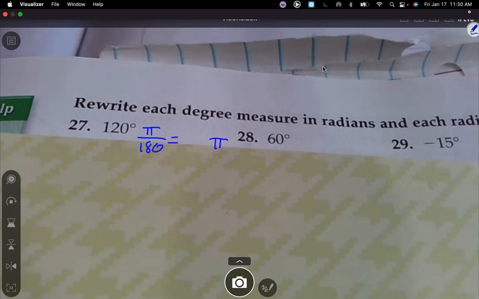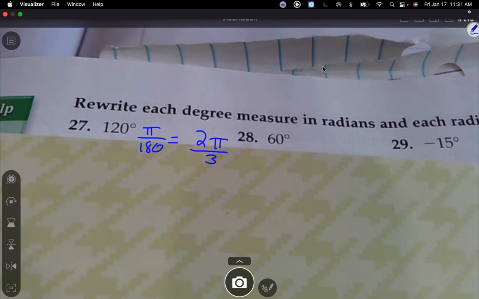I divided both sides. I get 2/3. So it'd be 2 pi over 3. Instead of 2/3 pi, we're just writing pi in our numerator. Does it matter if you put the 2 before or after the pi? Yes, it's 2 pi over 3.